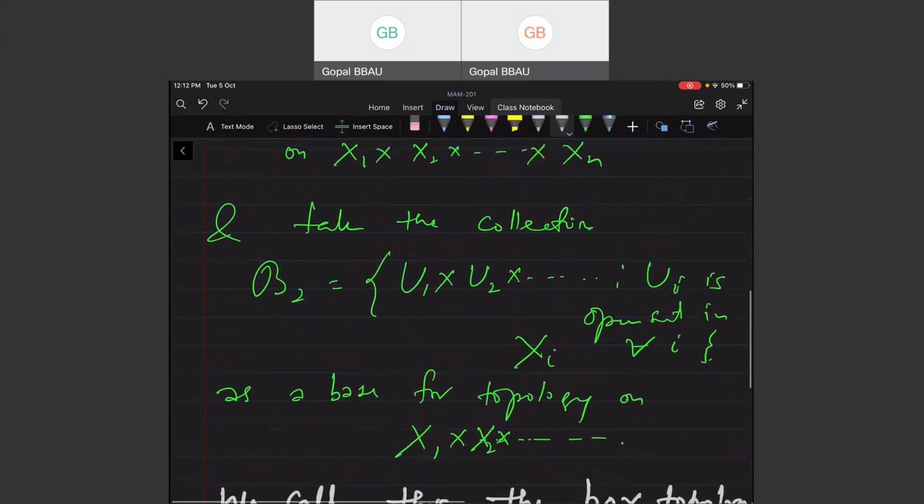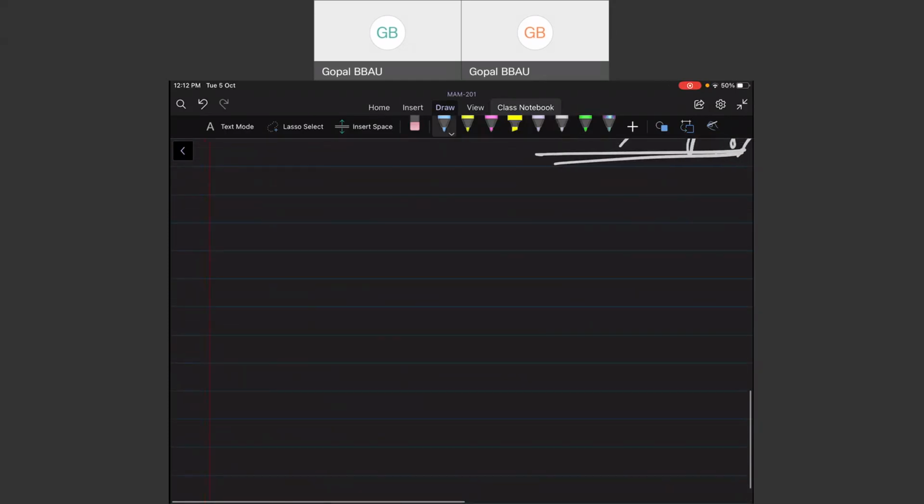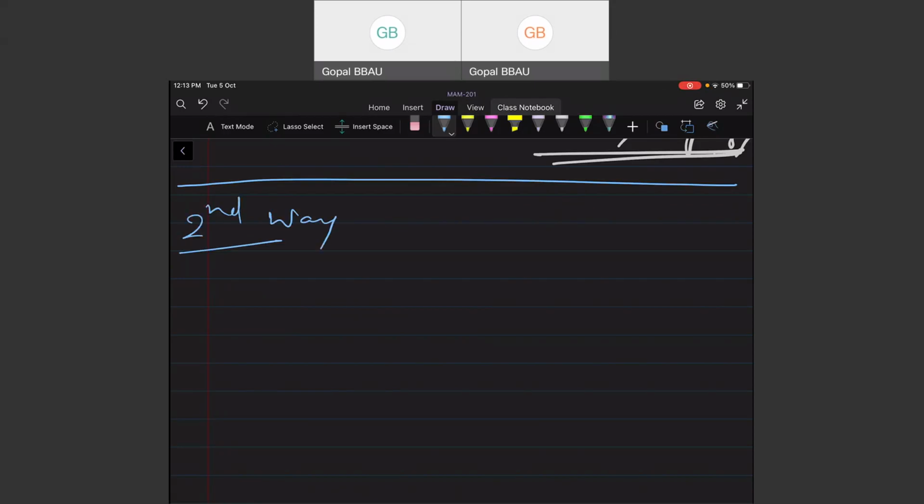Second way: this is the same thing we did for the product topology for X cross Y. Remember that. Now the second way is we will define the topology by first defining a subbase. If you remember, how did we define the subbase? We first take projection maps, and then we define a subbase, which was the collection of inverse images of open sets under projections. We do the same thing here.